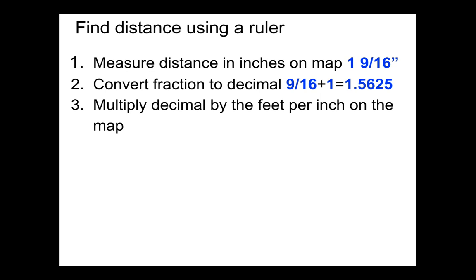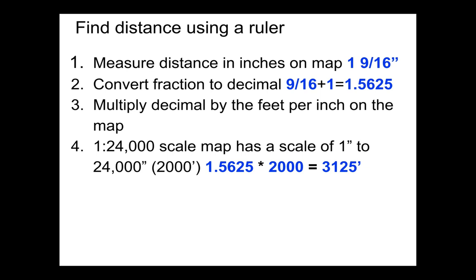Multiply that decimal, the 1.5625, by the feet per inch on the map. We know the feet per inch on the map because we know what the map scale is. The map scale will be given, or I'll give you information that will allow you to calculate the map scale. So once you know what the map scale is, you can figure out how many feet per inch. For example, a 1 to 24,000 scale map has a scale of 1 inch on the map to 24,000 inches on the ground. So the way scale works with this as a representative fraction, the units on both sides have to be the same. So it's 1 whatever to 24,000 whatevers. 1 inch equals 24,000 inches.